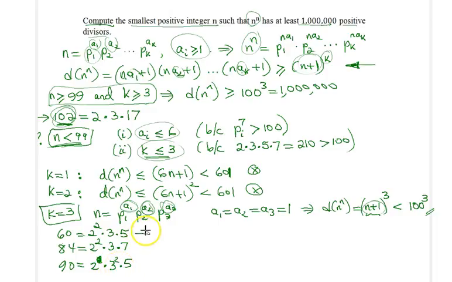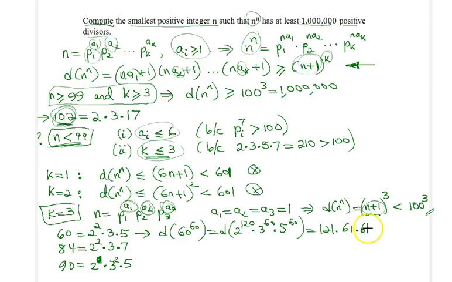Okay, so let's start with the first case. In this case we have 60 to the power 60. Well, that thing is simply equal to d of 2 to the power 120 times 3 to the power 60 times 5 to the power 60, and so that product is 121 times 61 times 61, and that's definitely less than a million. Actually, this turns out to be less than even 800,000, because you can simply replace these numbers with 125, 80, and 80. It's easy to multiply these out. So that case definitely doesn't work.